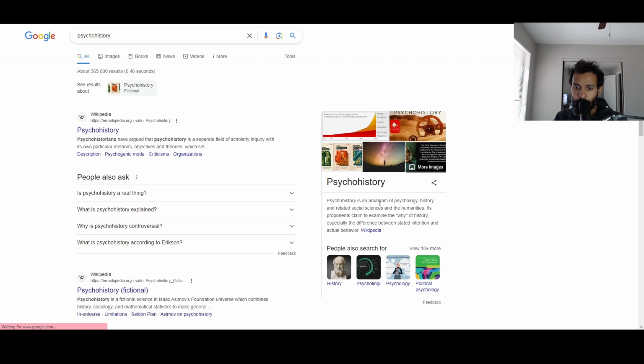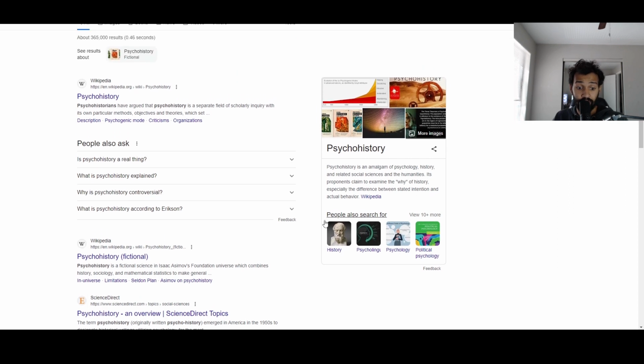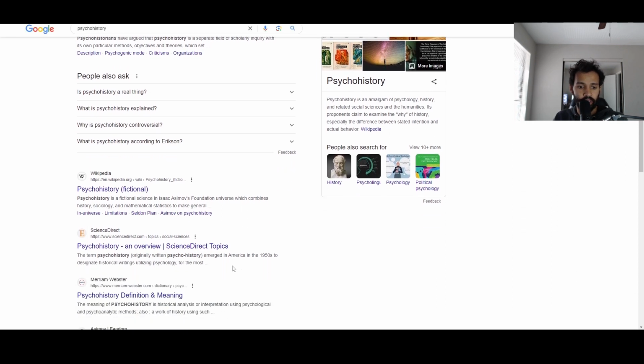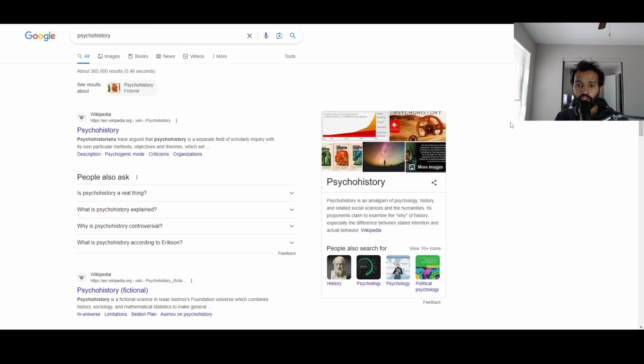essentially it's an amalgam of psychology, history, and related social sciences and humanities. Its proponents claim to explain the why of history, especially the difference between stated intention and actual behavior. I would almost argue that it's really more of the how of history. And part of it is trying to understand from a mathematical perspective why there have been trends that we've seen in this large colony of humans, right? The same way biologists can find mathematical patterns of, say, ant colonies. There's no reason why we shouldn't be able to figure it out with human colonies.